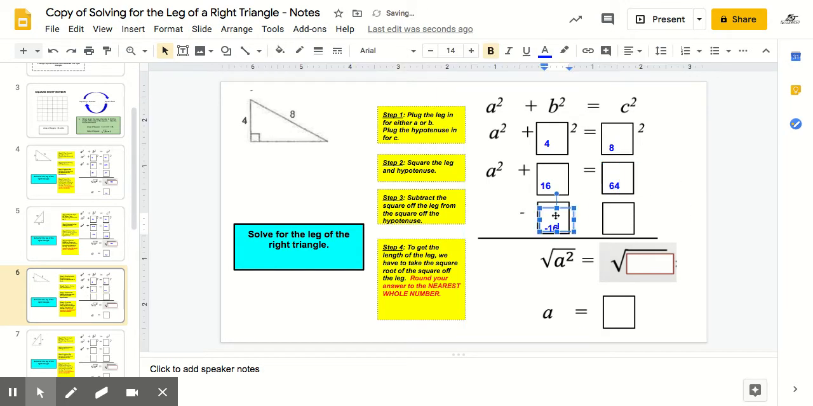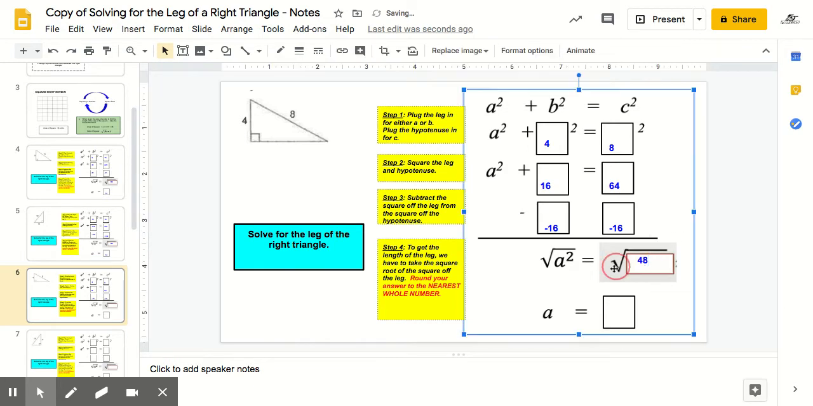Now we're going to subtract 16 from both sides of the equation. Bring down the a squared. 64 minus 16 is 48. Now I'm going to take the square root of both sides. So the square root of a squared is a, and now we're going to take the square root of 48.